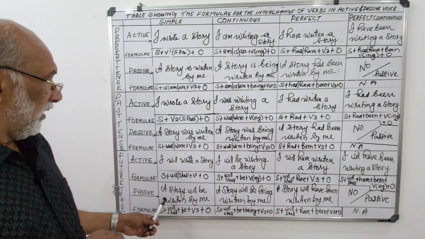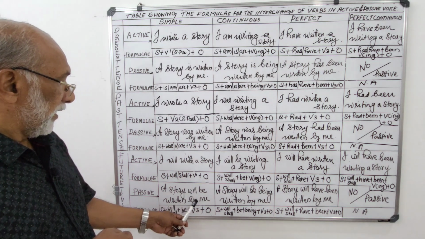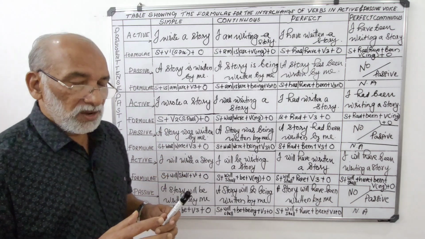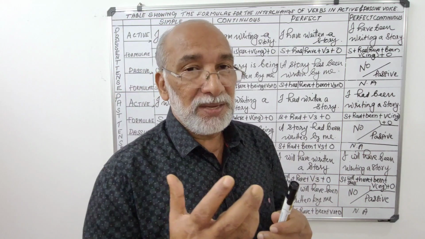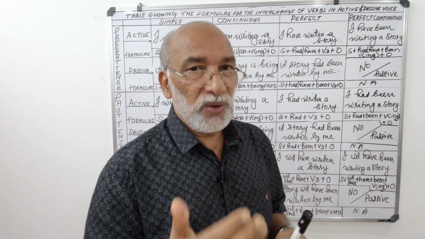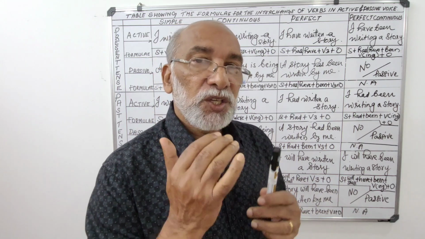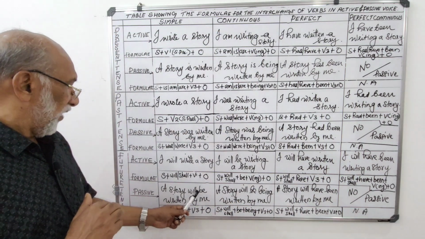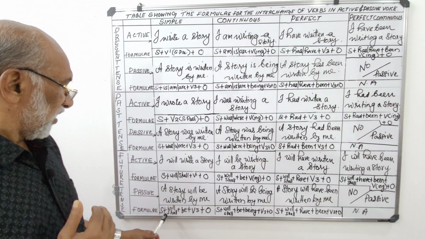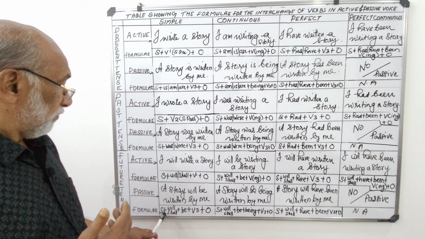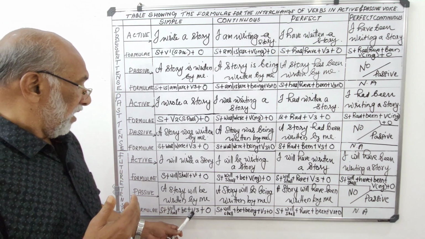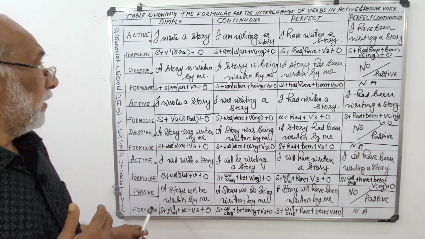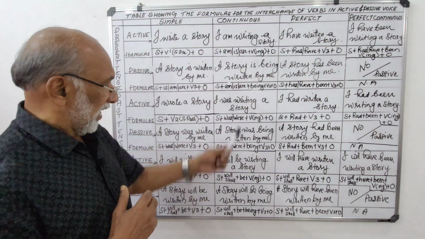And passive will be: a story will be written by me. In simple present and simple past, we use some form of be: is, are, was, were. But in simple future, we use be itself. Let's see that: a story will be written by me. And the formula is subject plus will or shall plus be plus past participle of the verb plus object.